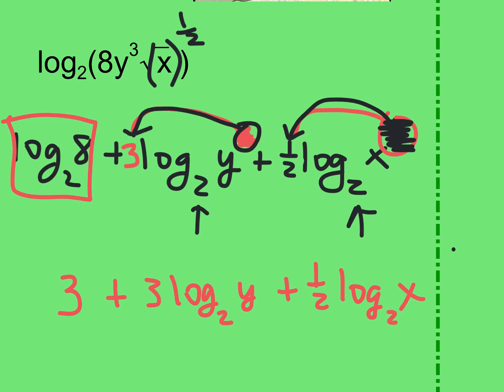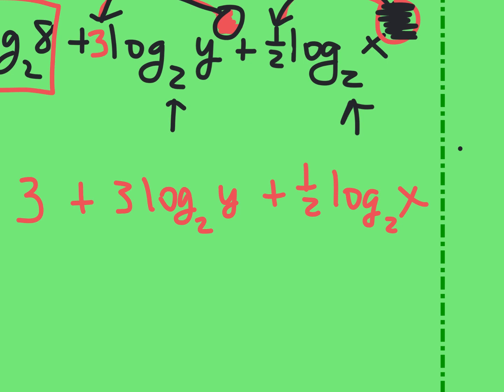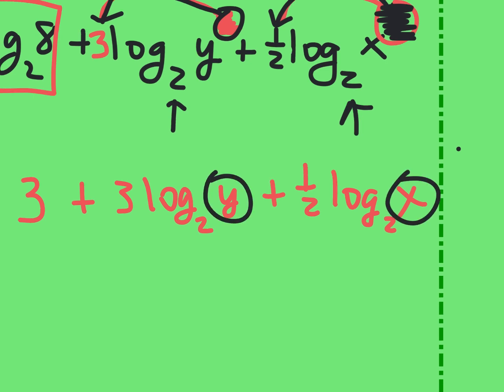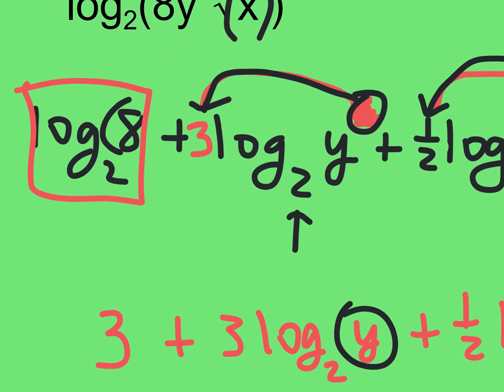Now, I have a pro tip for you. The way you can tell if you're done, always look at these and see, is there any way to break that up anymore? Look at the arguments. See, this 8, that could be made into a 2^3. So that's why this one wasn't done being simplified yet, because the argument hadn't been broken up yet.